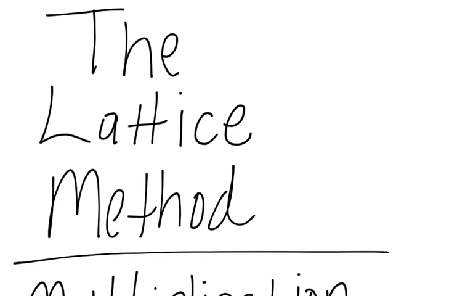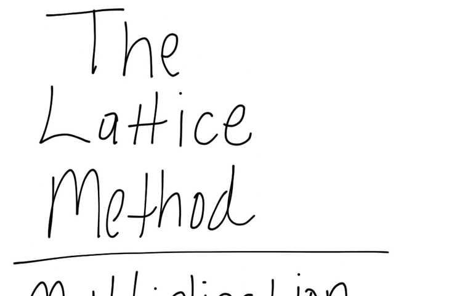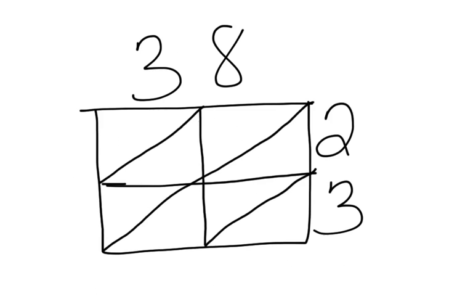Alright, so welcome to today's lesson on the lattice method, and we're going to be using that for multiplying numbers. Now the way the lattice method works is it works similar to how the box method works. So let's go through and look at it.